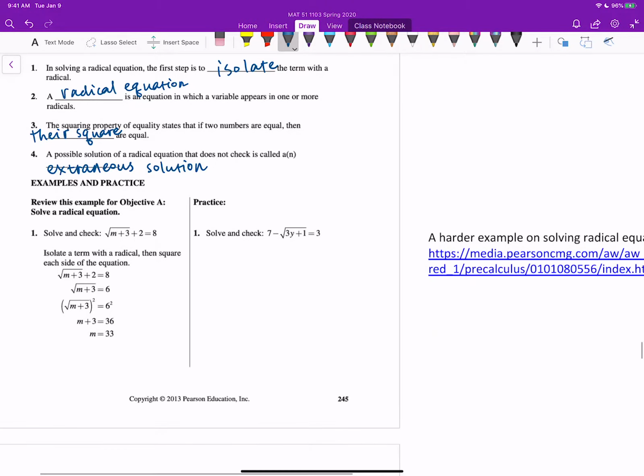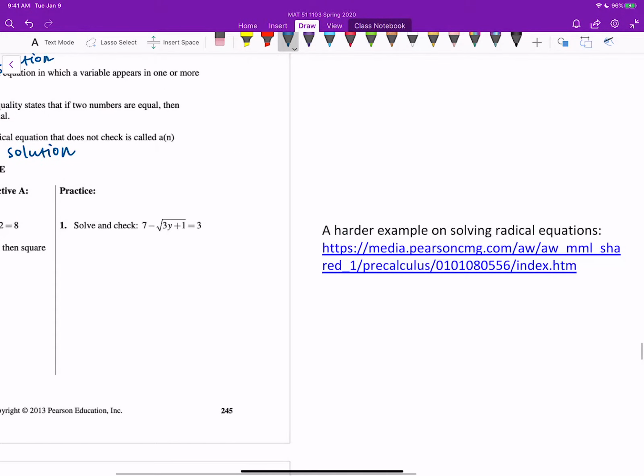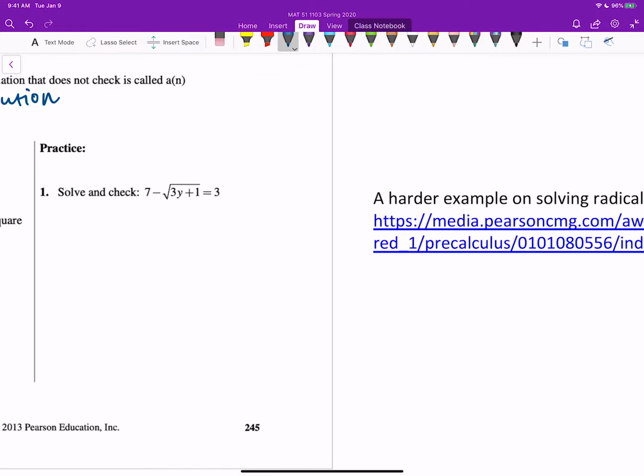Let's look at practice number 1. Solve and check. 7 minus radical 3y plus 1 equals 3. First thing I like to do is highlight the radical part. Our radical part is right here, radical 3y plus 1. So your goal is to isolate that part.